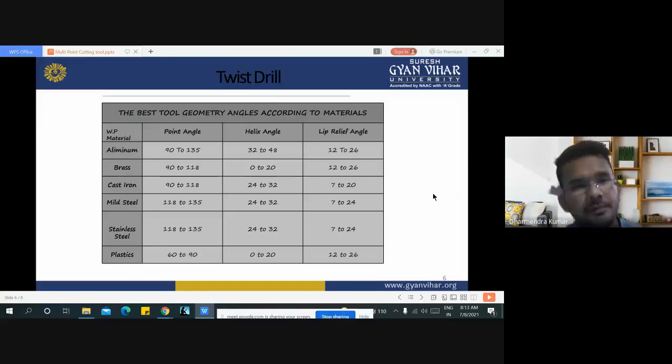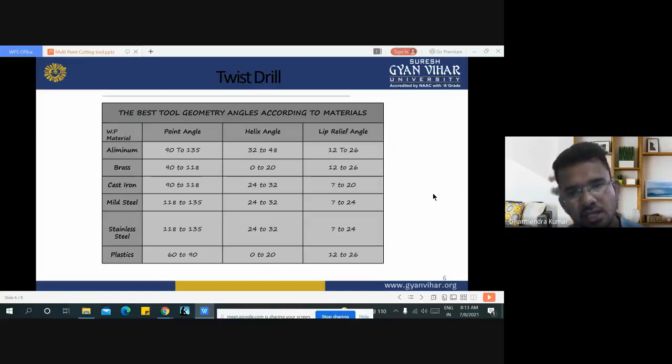For cast iron, again 90 to 118 degrees, helix angle 24 to 32, lip relief angle 7 to 20. For mild steel, point angle varies from 118 to 135, helix angle 24 to 32, lip relief angle 7 to 24. Now for stainless steel, 118 to 135, helix angle is 24 to 32 degrees, and the lip relief angle is 7 to 24 degrees.